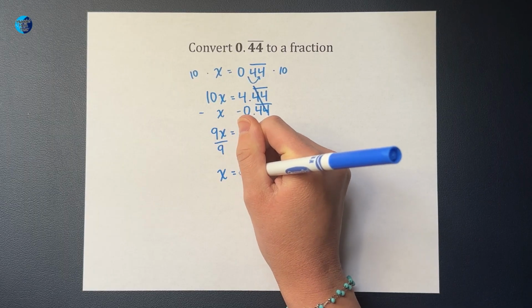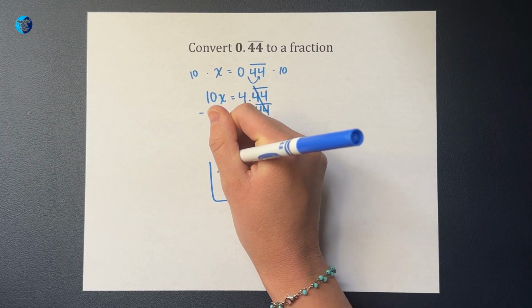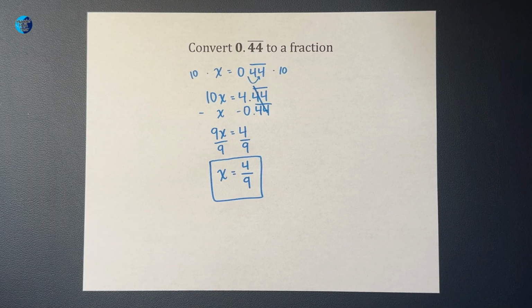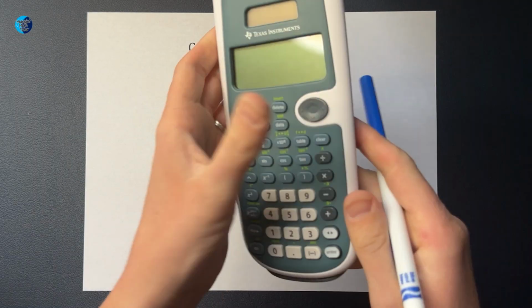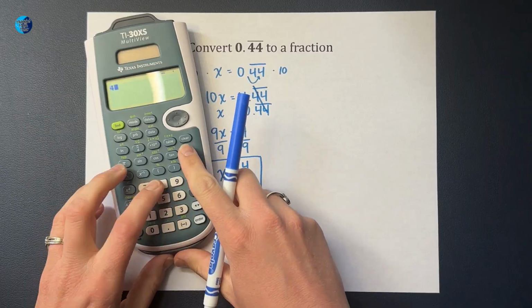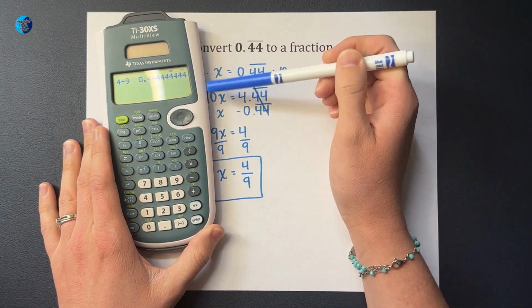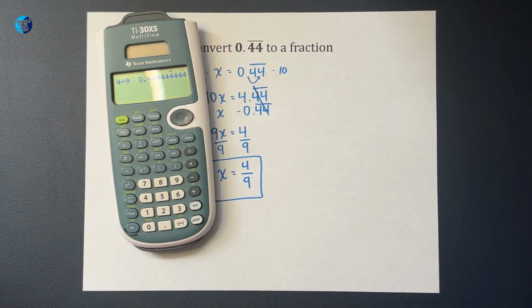And I'll have x equals 4/9. That is 0.4 repeating converted into a fraction. If you're like, I don't believe you, let's go ahead and pull out our calculator and do 4 divided by 9. Now, obviously, my calculator can't go on forever, but that 4 does continue to repeat.